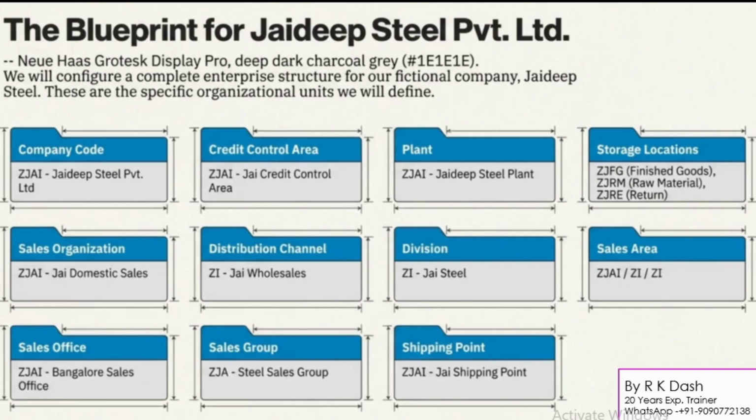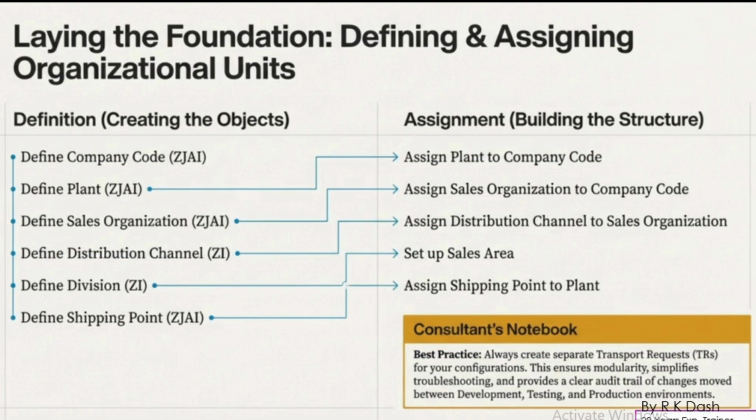So now, laying the foundation, defining and assigning the organizational units. After creation of the organizational units, the time comes to assign the organizational units to each other. Define company code: we have already defined ZJAI.